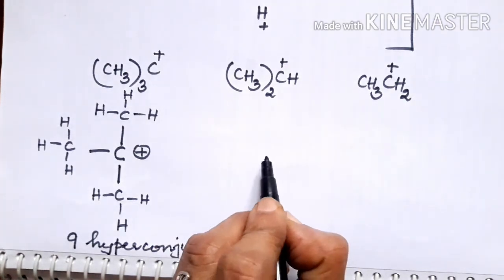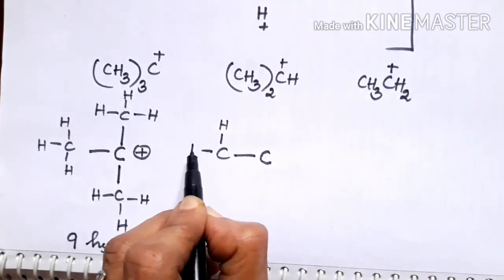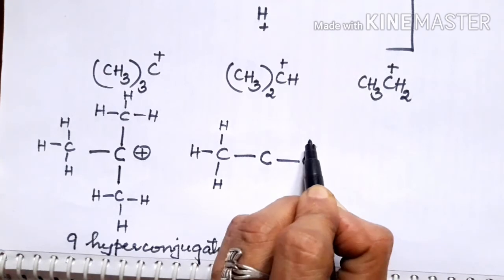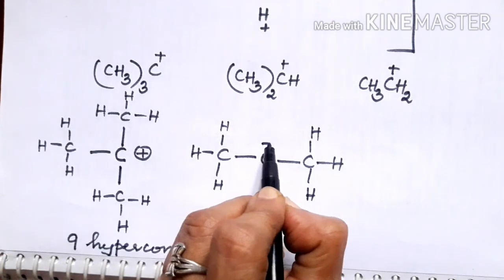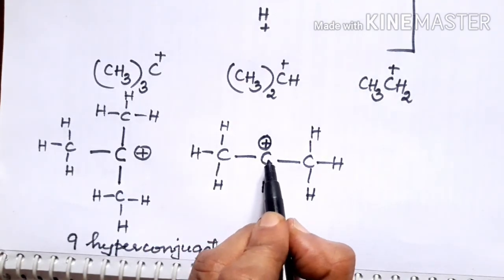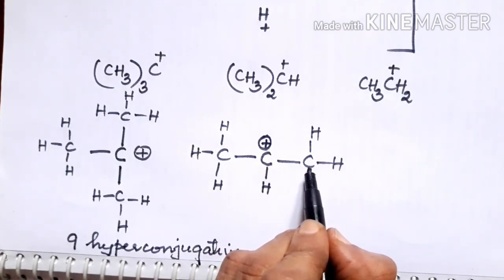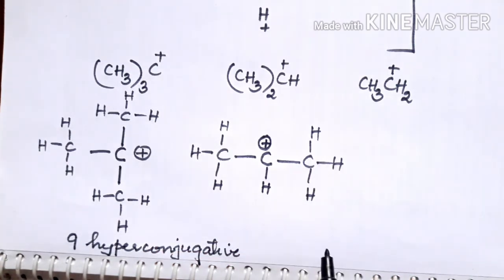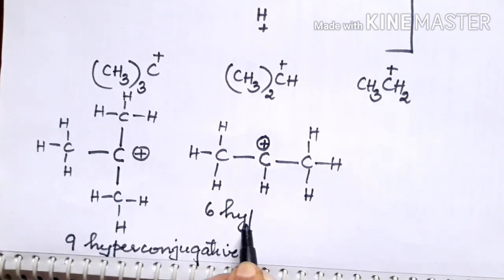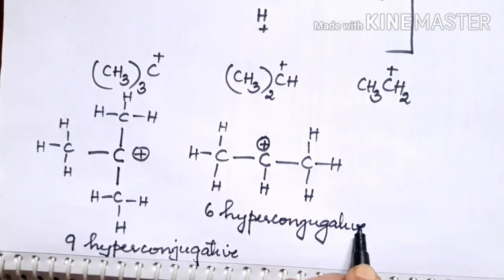Coming to the second one, we have the structure CH3, on this side CH3, and the next is CH with a positive charge. The carbon next to the C positive carbon is known as the alpha carbon. This is also an alpha carbon. So a total of 6 C-H bonds are there. So then it can form 6 hyperconjugative structures.